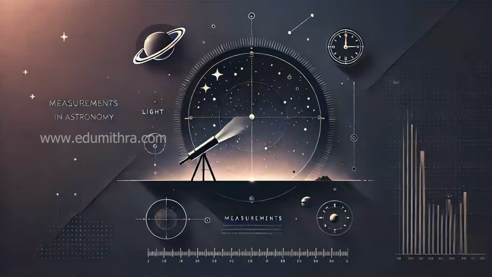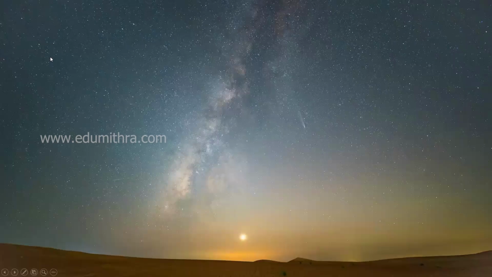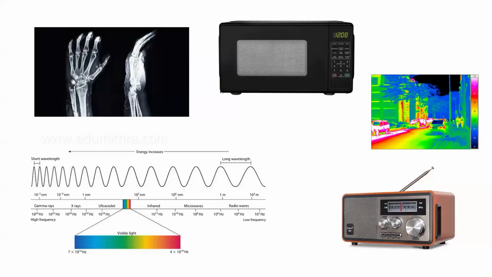We were discussing the measurements in astronomy, and we know that all this happens with analysis of light. There are different kinds of light, starting from gamma rays and extending up to radio waves, and only a small part is visible light, which is visible to our human eye.